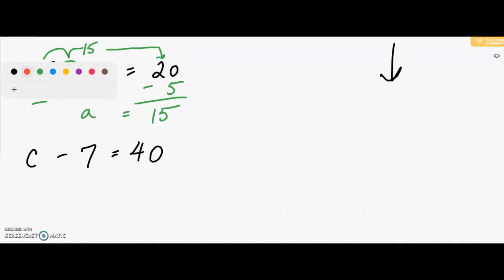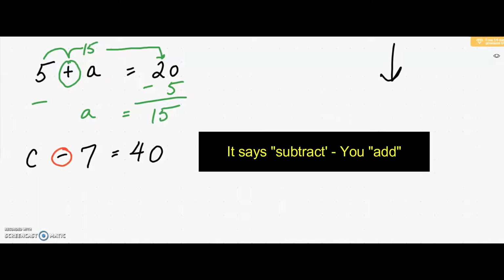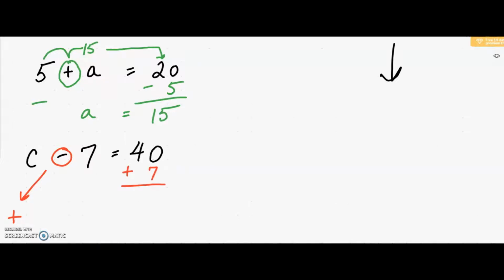Now look at the next one. Let me change the color. The sign is subtract. The opposite is add. So we're going to add 40 and 7, which gives me 47. So C equals 47. If I plugged 47 into the equation to check it, 47 minus 7 is going to equal 40. And that's the way I want you to do these problems. I'm going to give you a couple extra problems, and we're just going to do exactly what the rules say.